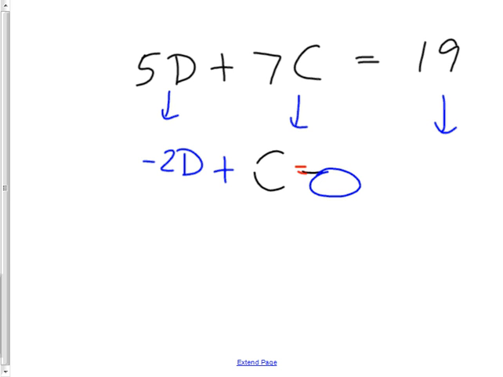Do you get how I now have a matrix? I'm going to stretch this equals over here and say equals 0. Why did I write it that way? Because now the D's line up, the C's line up, and the numbers line up, and now you can use a matrix to solve it.